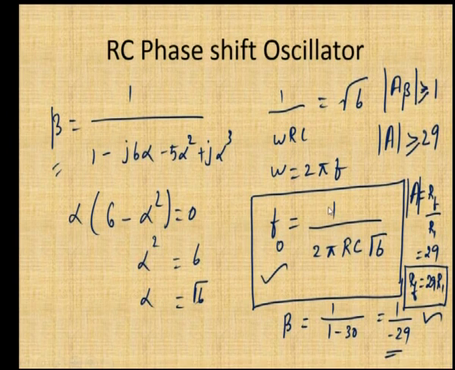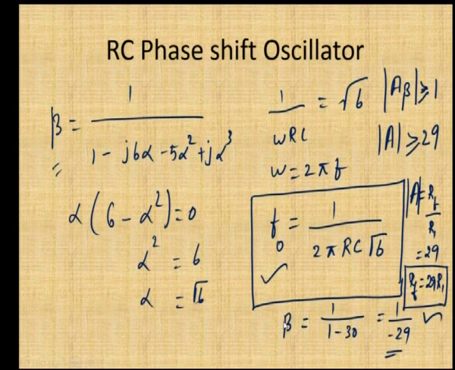So, this is the frequency of oscillation for the RC phase shift oscillator, and here we know that beta has to be real. So, we have taken only the imaginary part, and that was equated to 0, and to know the gain of the amplifier, the real term is equated. If you substitute this alpha only in the real term of beta, you will be getting 1 by 1 minus 30, right, and it is equivalent to 1 by minus 29.